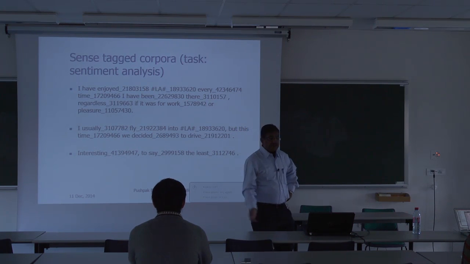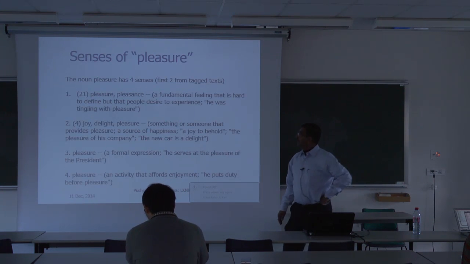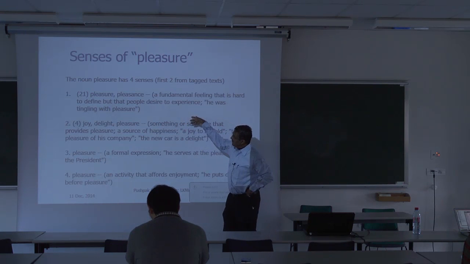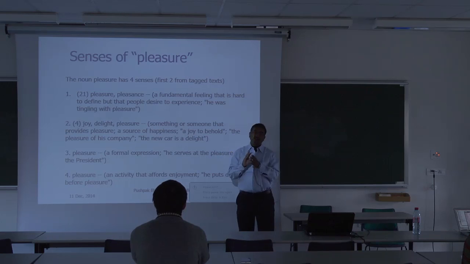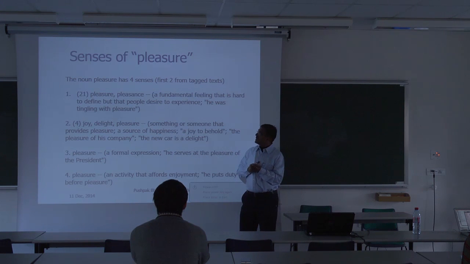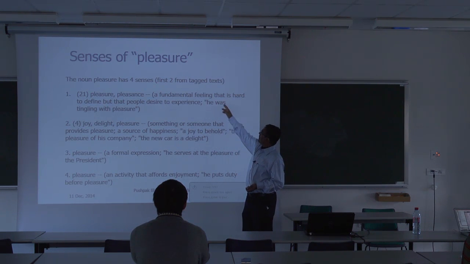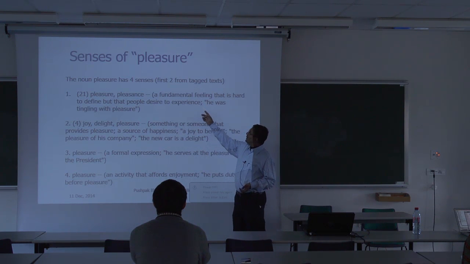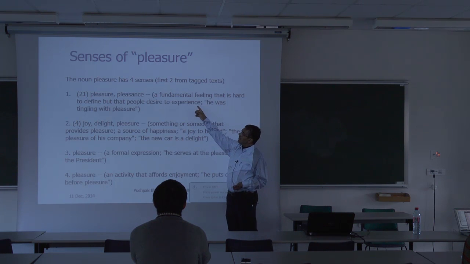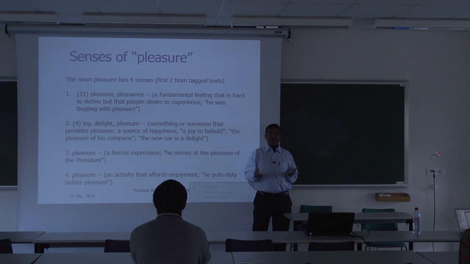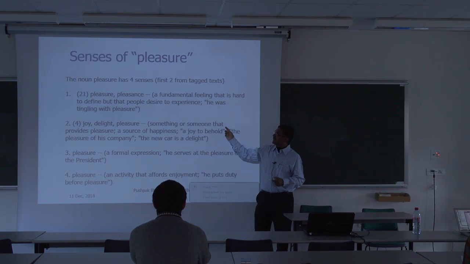And this requires a lot of effort because words like pleasure have senses, and many times the senses are very fine grained. It is not easy to separate them. So the first sense of pleasure, which is most frequent, is a fundamental feeling that is hard to define, but people desire to experience. He was tingling with pleasure, for example. So these are different senses of pleasure, and when we create a sense marked corpus, the annotator has to be very careful with the particular choice of a sense. It is never very easy.